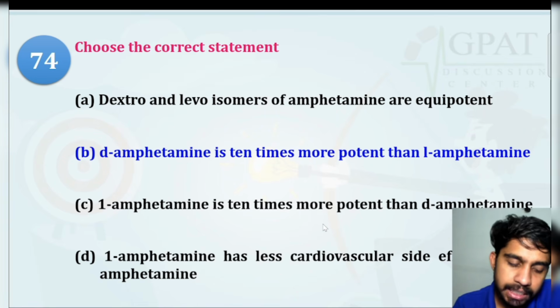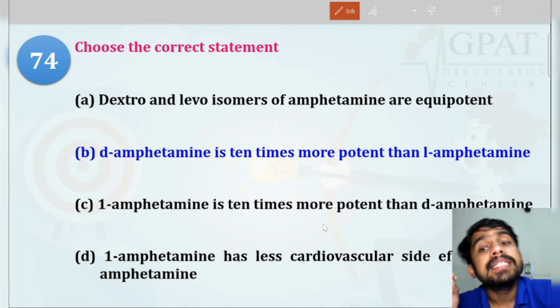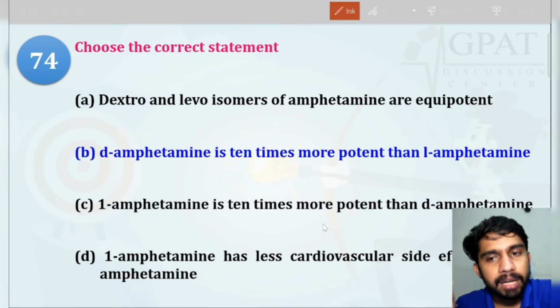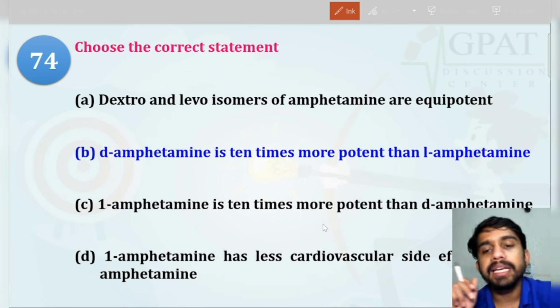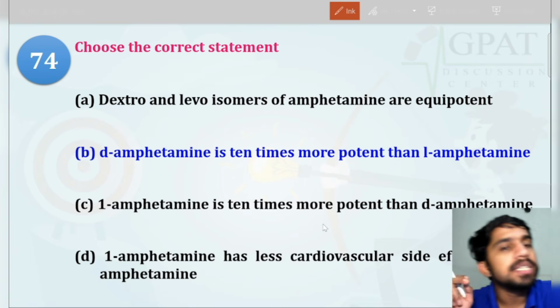And what is the mechanism of action of this drug amphetamine? It releases dopamine and norepinephrine from the presynaptic terminals, and it also inhibits the reuptake. So the correct answer for this question will be option B.